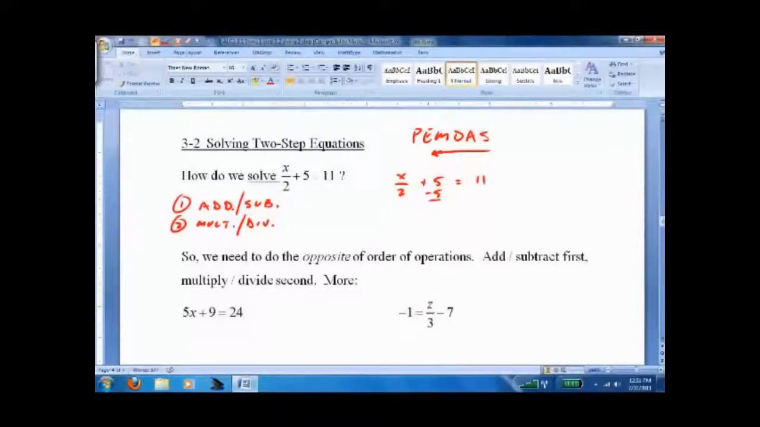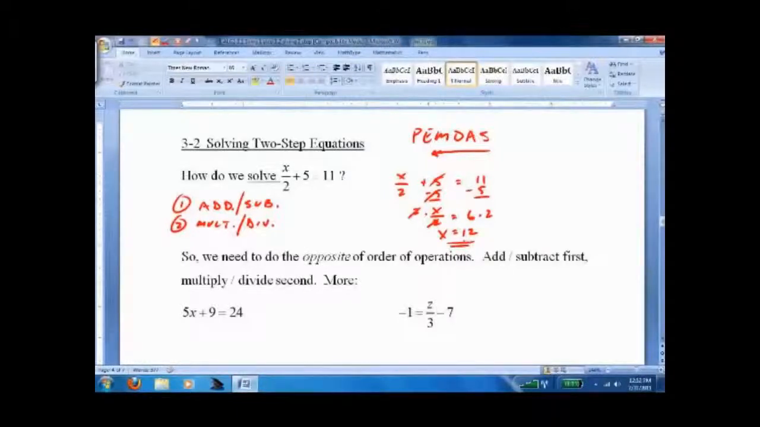Subtract 5, subtract 5. They cancel. X over 2 equals 6. Now, we haven't done this one before. We have x over 2, or 1/2 x, so we're just going to multiply it by 2 out front. Multiply it by 2 out front. We can put the 2 on either side because of the commutative property. 2's cancel. X equals 12.